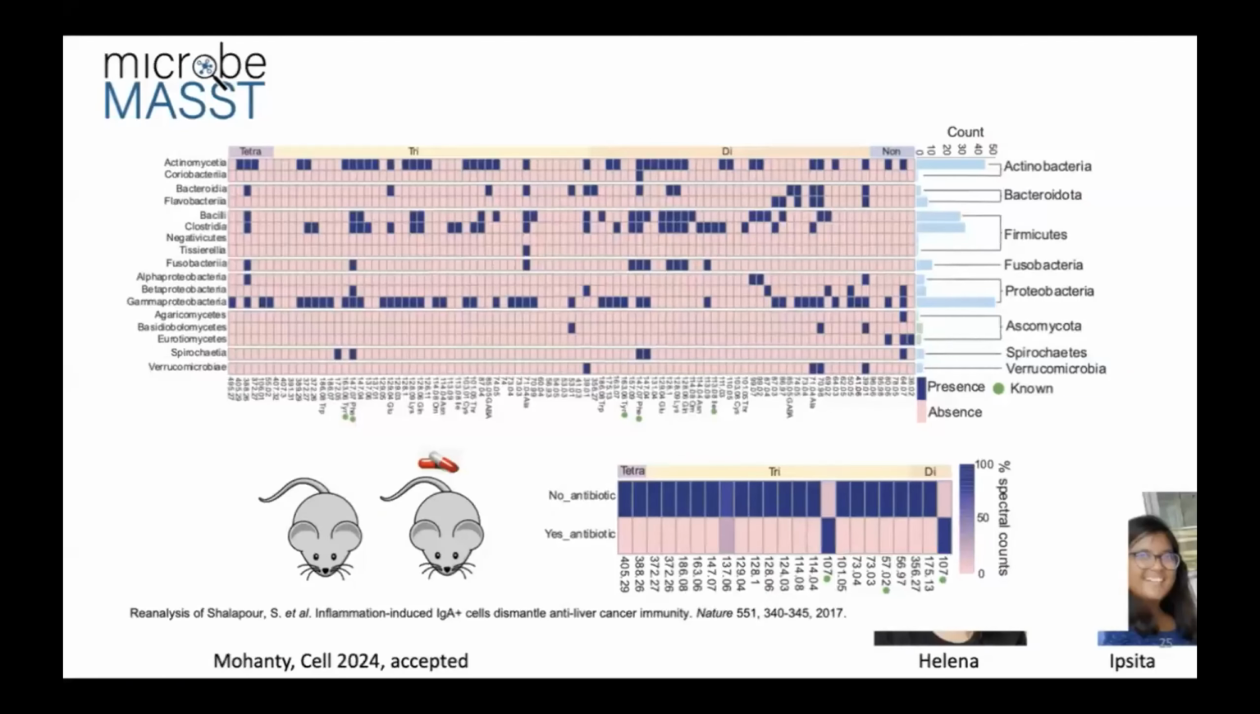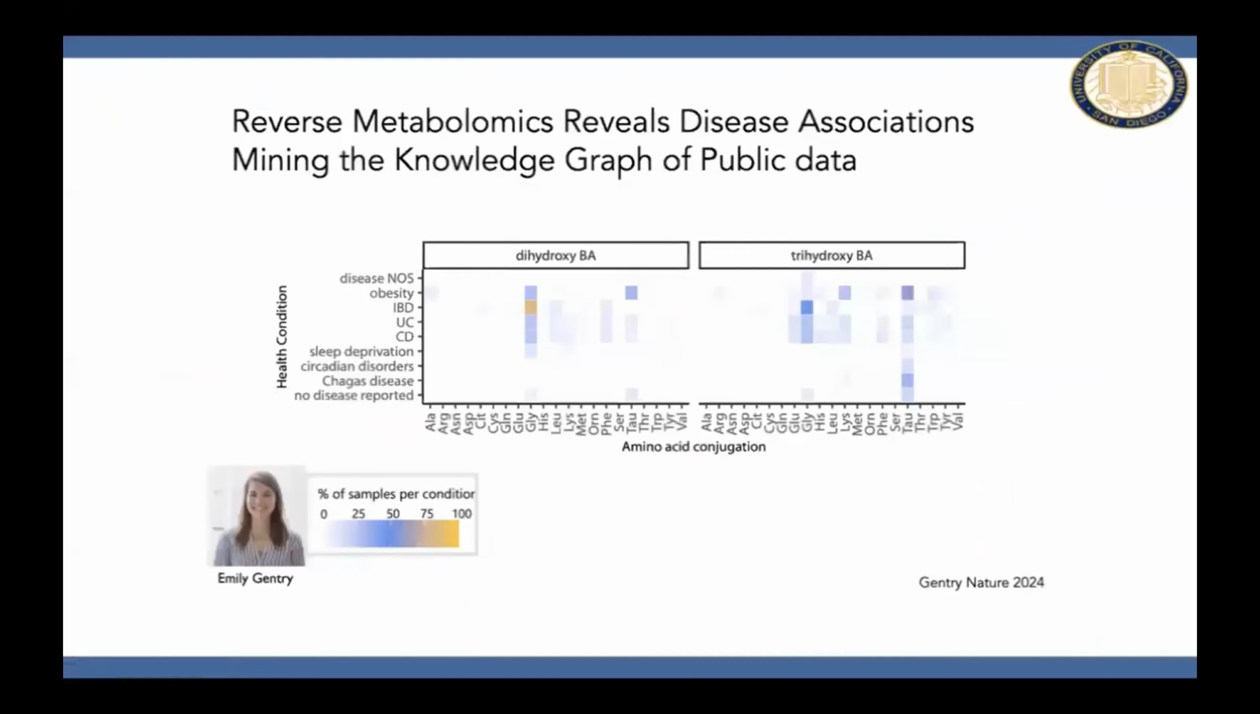But this is just one example of the type of enrichment that we can get. We can also begin to link to files and look at the health associations. One of the striking things for many of the amino acid conjugates that we saw was that they tended to be associated with IBD.